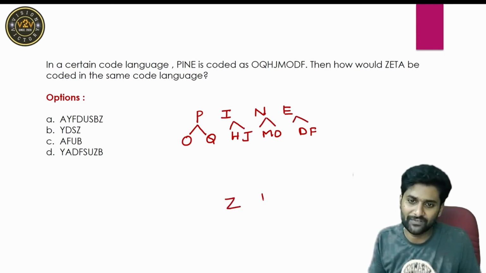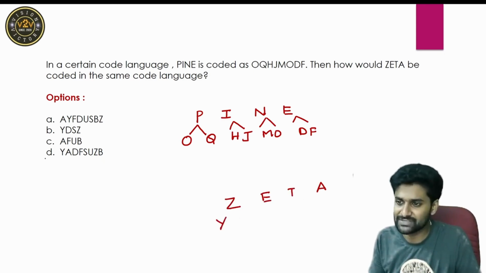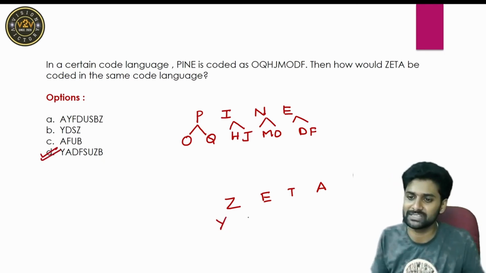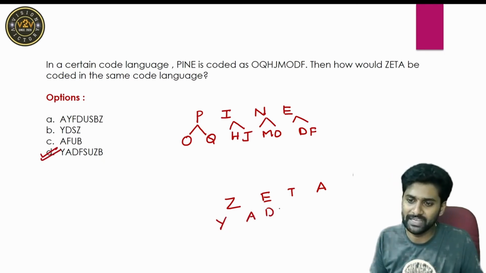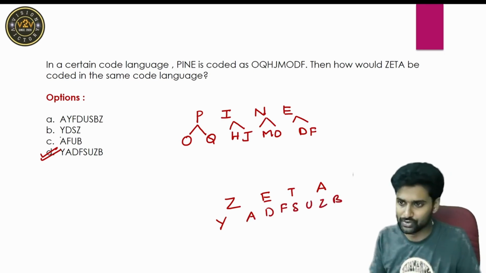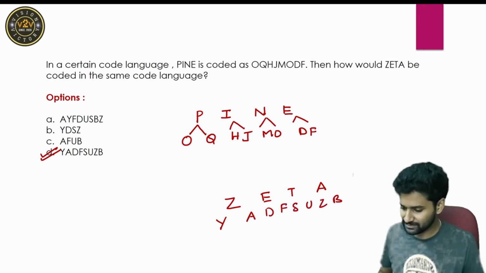Now, what about the answer for ZETA? What is the previous letter of Z? It must be Y. So definitely it starts with Y. We have one option, A. Before E, D; after E, F. Before T, S; after T, U. Before A, Z; after A, B. So you can choose option D. Hope the logic is clear.